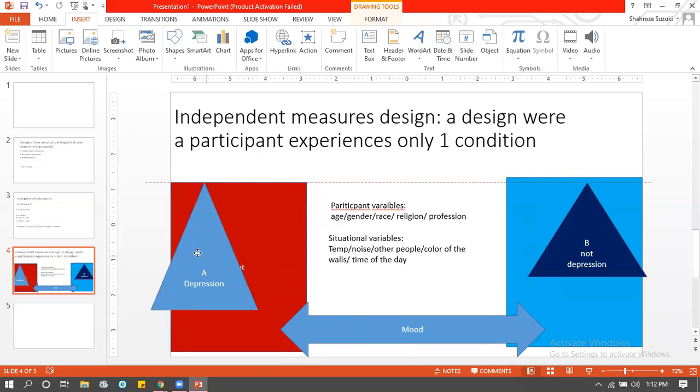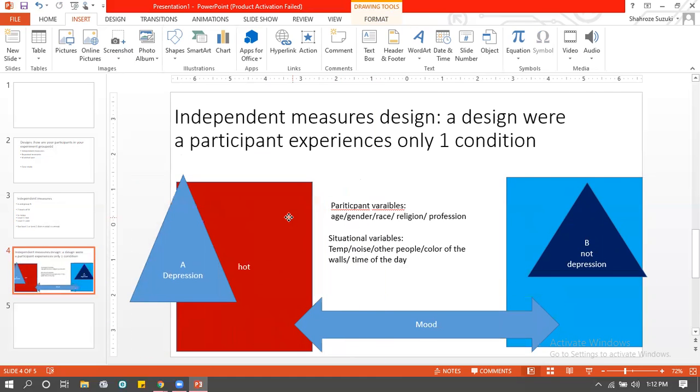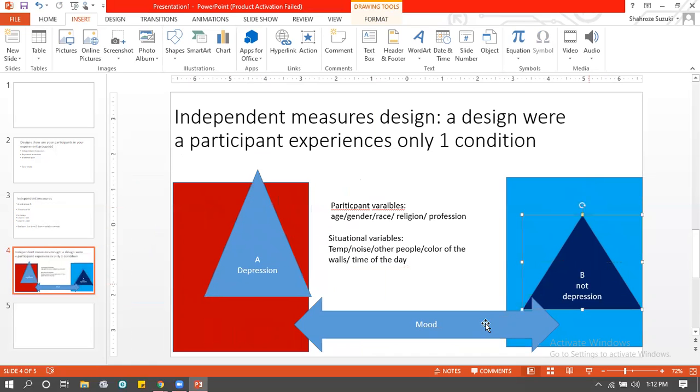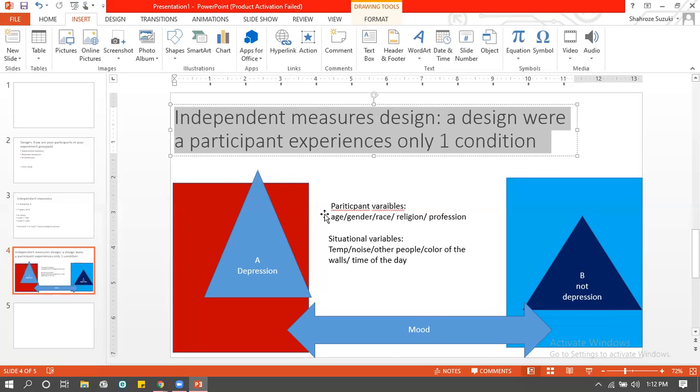As in, you're not sure whether people are giving different results because their situations were different or because they are different. So there's always that confusion. So that's one main fundamental weakness of independent measures design.